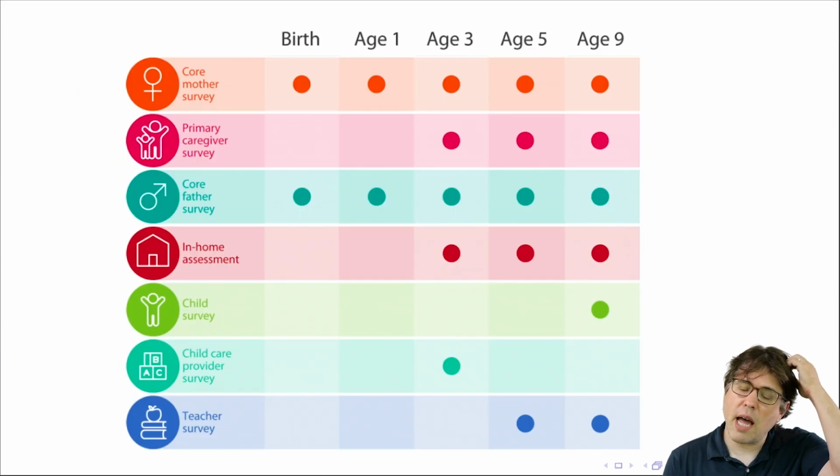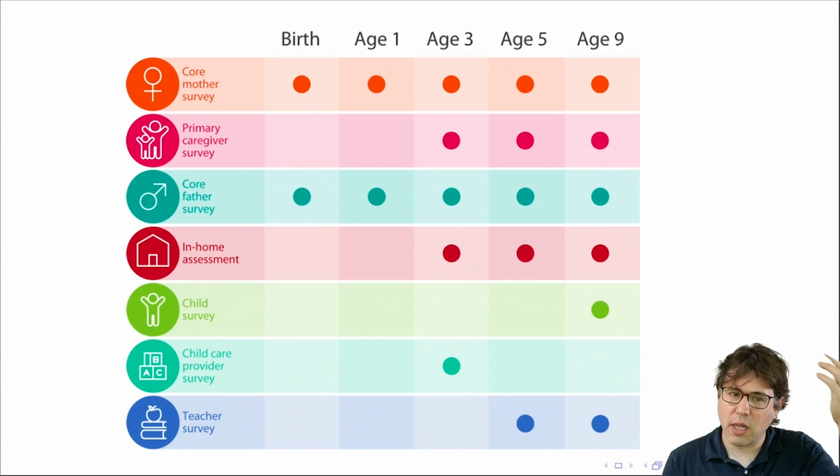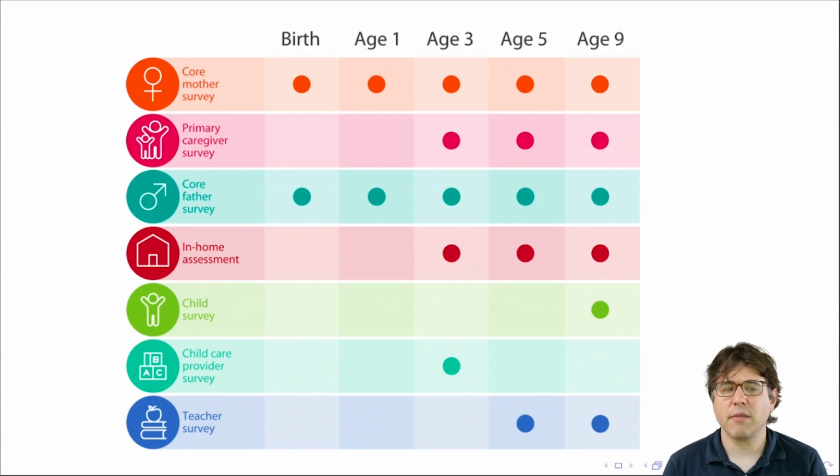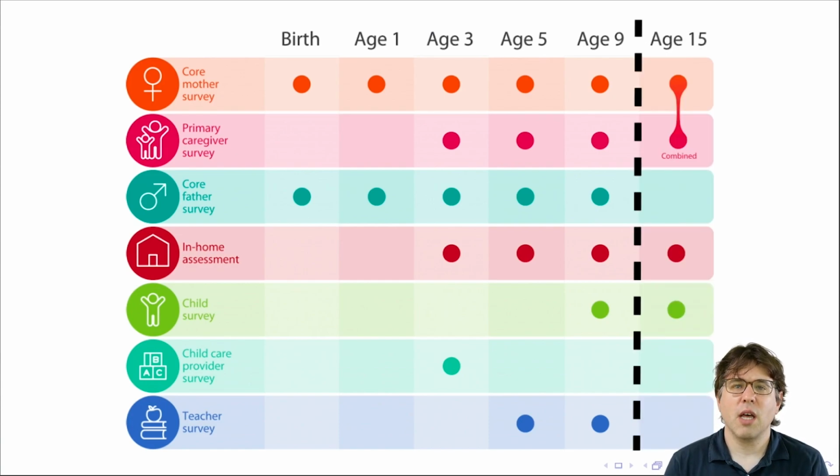So this is a snapshot of what the data looks like, a schematic of the data. So there are different data collection modules, for example, survey with the mother, survey with the father, in-home assessment, survey with the child, and then there are different time points: birth, age 1, age 3, age 5, age 9. When we started the Fragile Families Challenge, the data from birth to age 9 was available to researchers. The data from age 15 was collected but not yet available to researchers.